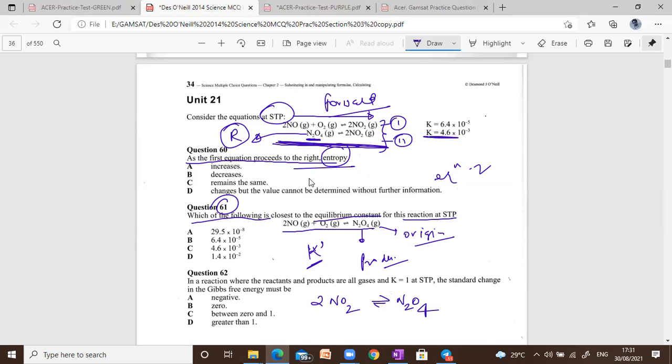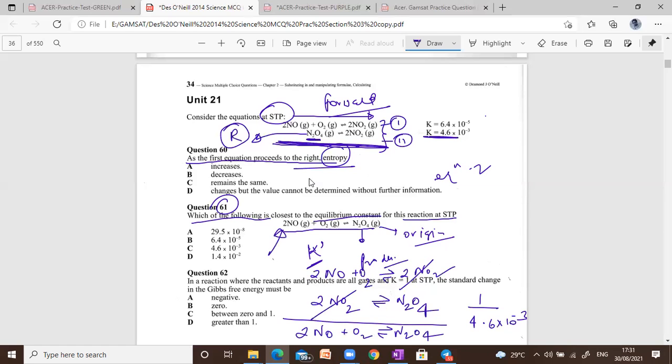So this K will also be reversed, that will become 1 upon 4.6 into 10 to the power minus 3. And the top reaction will remain the same, 2NO plus O2 gives 2NO2. Now you can add them. The NO2 will cancel out, and the original reaction has no NO2. So you have 2NO plus O2, and that will give you N2O4. In this question, we reversed the second equation, and kept the first the same.